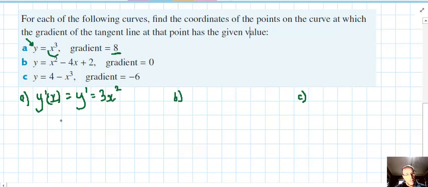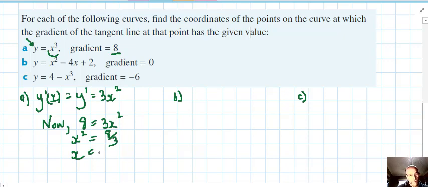So we know the gradient has a value of 8. So we can set that equal to 3x squared and then solve. So x squared is 8 over 3. And x will be plus or minus the square root of 8 on 3, which is plus or minus 2 root 2 over root 3.